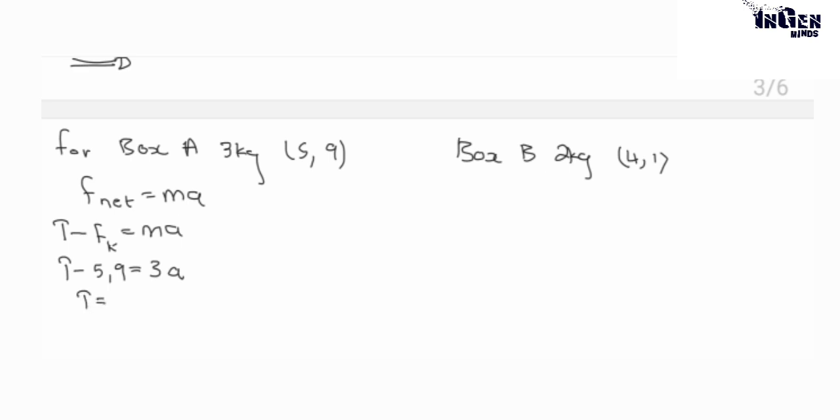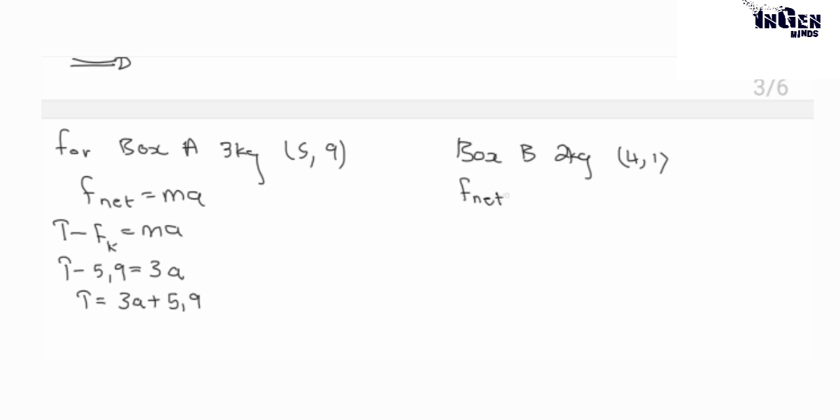The reason why is that remember in mathematics they said you cannot work with two variables, so we're gonna have to eliminate one, and A does not seem like it's gonna go away anytime soon, so we're just gonna say T equals 3a plus 5.9, right? And then for box B it's gonna be the same.